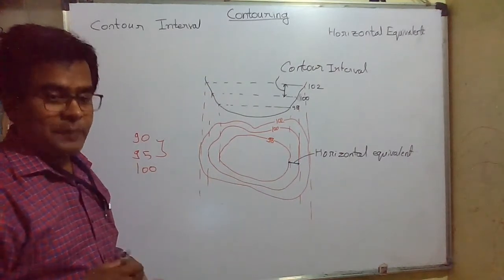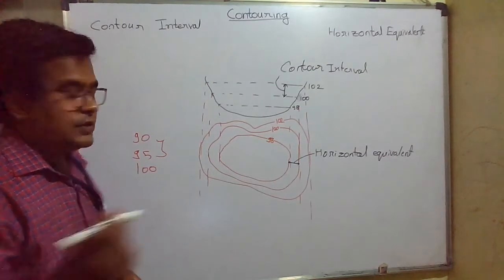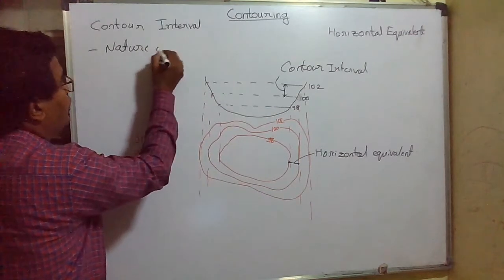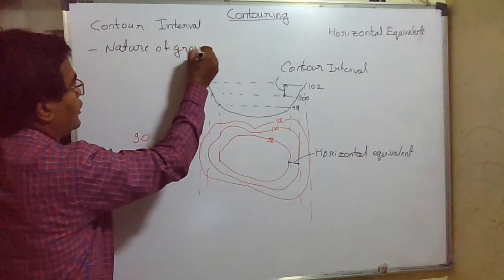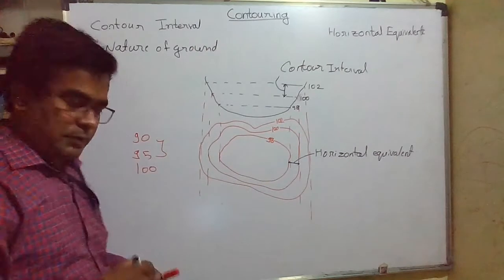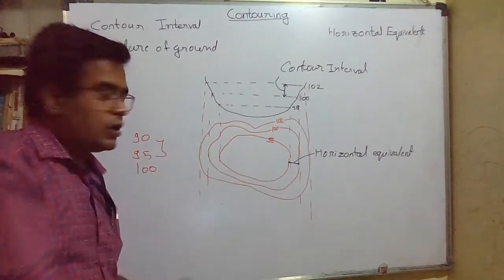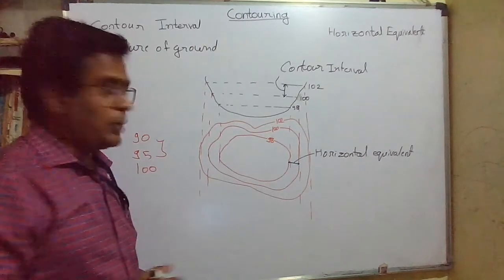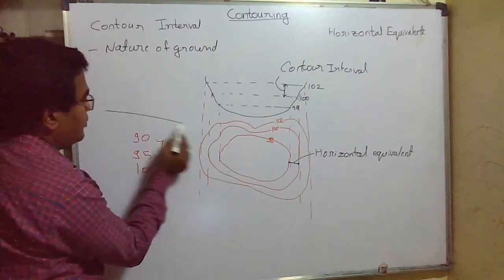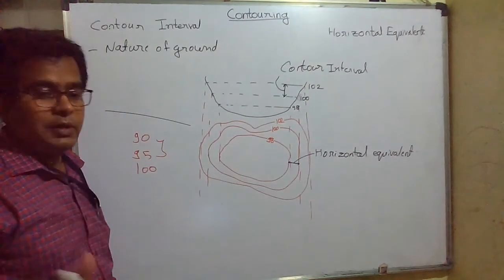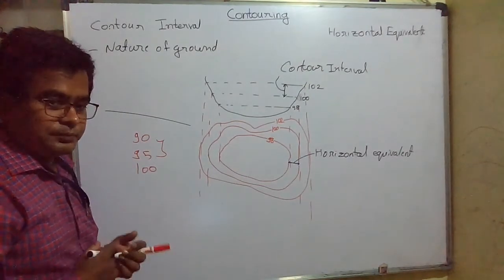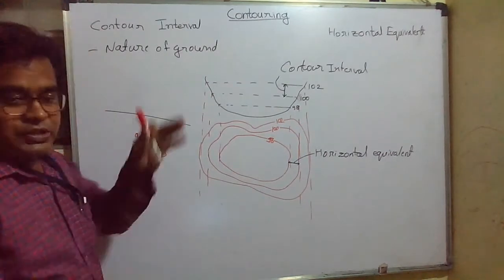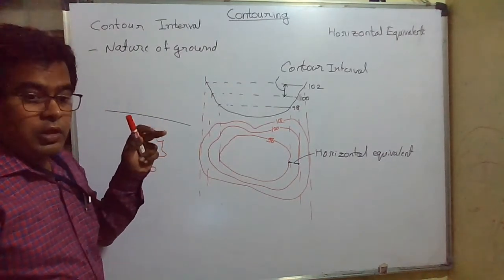It depends on various factors. First is the nature of the ground. If the ground is steep, then the contour interval will be more. If the ground is nearly flat or of uniform slope, then the contour interval will be less. So if it is very steep, we have to decide the contour interval on the higher side.